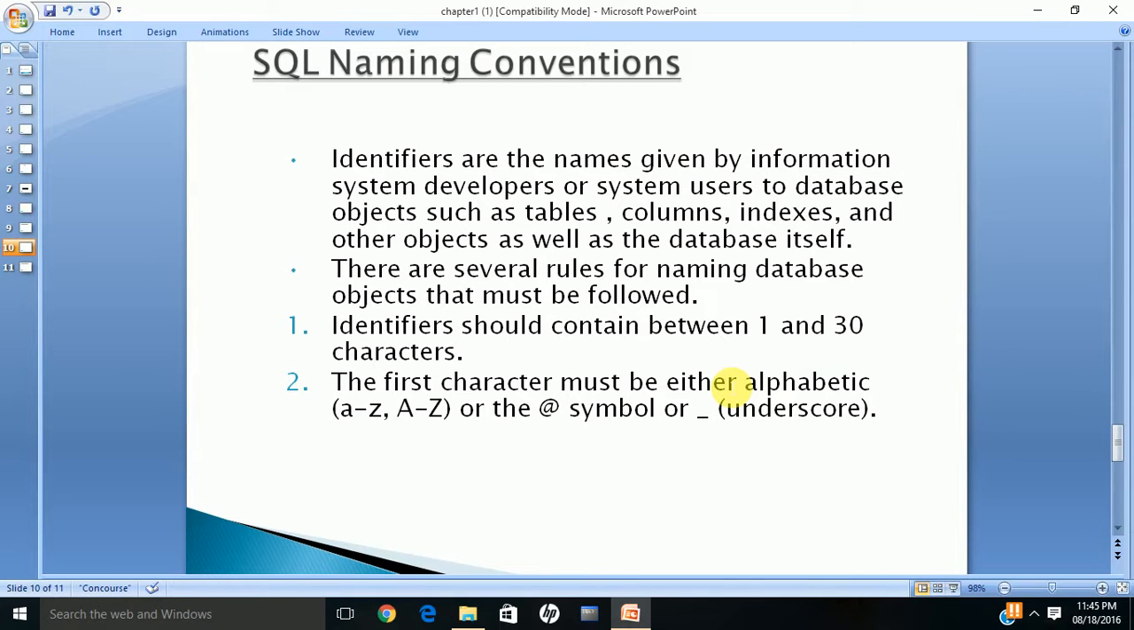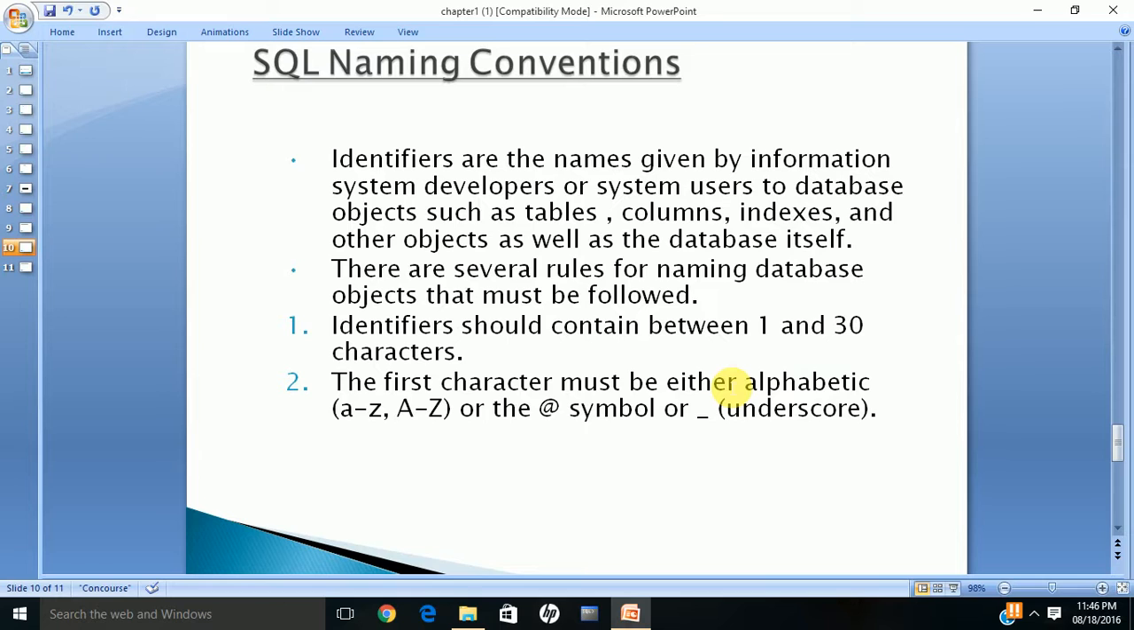There are some naming conventions in SQL also. Identifiers are the names given by an information system developer or system user to database objects such as tables, columns, indexes, and other objects, as well as the database itself. There are several rules which we have to follow. An identifier should contain between 1 to 30 characters, meaning the minimum is 1 and the maximum is 30. You can't go beyond 30.